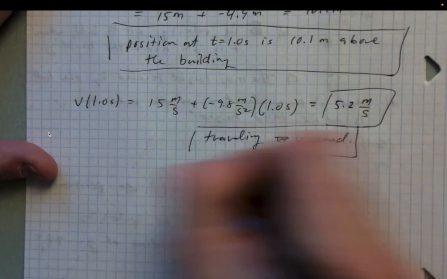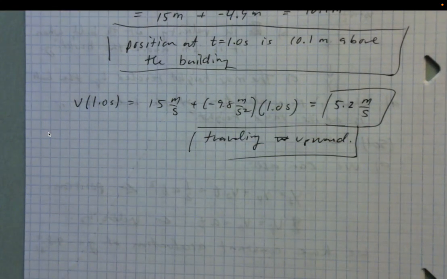which is reasonable, right? If you throw it at 15 meters per second, it's not going to hit its peak in less than a second, so it's still traveling upward at 5.2 meters per second. But it's obviously losing velocity, right? Velocity is trimming down because gravity has got a hold of this ball and is slowing it down, right?